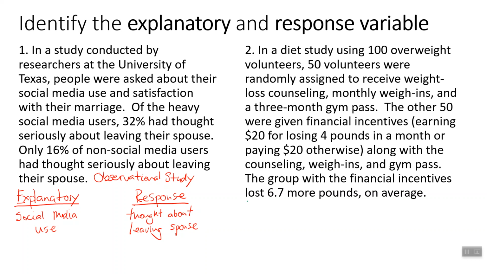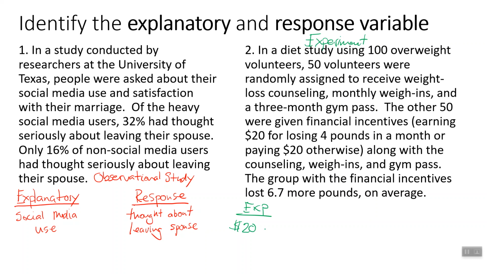All right. The group with the financial incentives lost 6.7 more pounds on average. All right, so here we are adding in this special treatment of earning money or having to pay money. So this one, I'll put it up top here, is an experiment, because we have this extra treatment of paying the $20 or winning $20. So the explanatory variable, or our x variable, right, so they're all getting the counseling, the weigh-ins, and the gym pass. So that's not varying from one group to the other. The thing that's varying is the money, the $20.